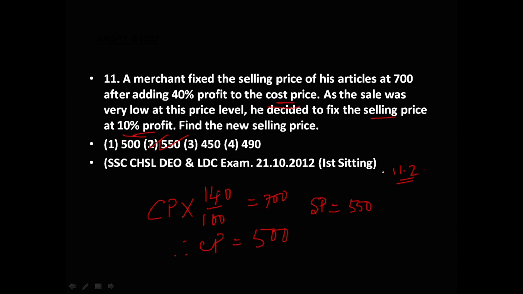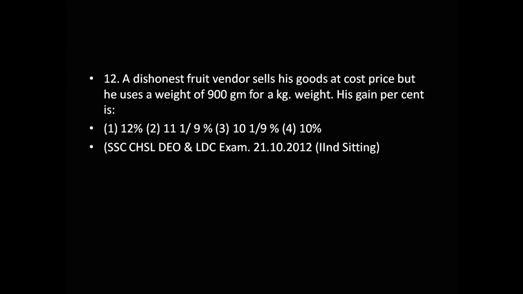So now moving to the next one. Look at the next one. Number 12: a dishonest fruit vendor sells his goods at cost price, but he uses a weight of 900 gram for a kg. So this is a problem of a dishonest businessman. The question is his gain percentage. So how can we solve it?